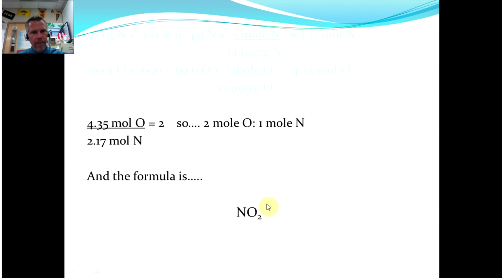Now we'll have some more opportunities to practice problems like this, so fear not if that still is a little bit confusing. We'll be practicing it in class Friday and probably on Monday and Tuesday as well.